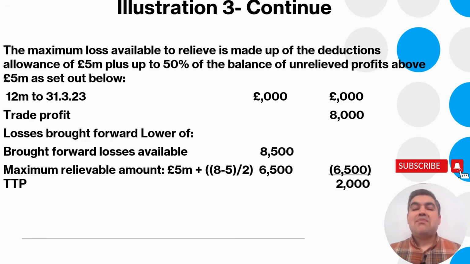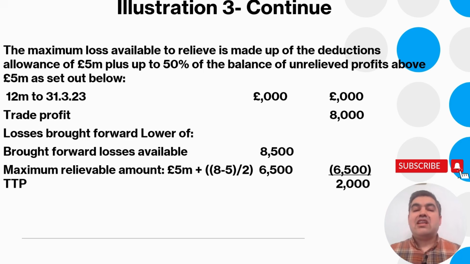The restriction applies because the brought forward losses here are more than 5 million. If it's less than 5 million, don't think of any restriction, just use it all. If it's more than 5 million, then the restriction kicks in, and the legislation clearly states it. If you look at this wording, it's quite easy. The wording says the maximum loss available to relieve is made up of the deduction allowance.